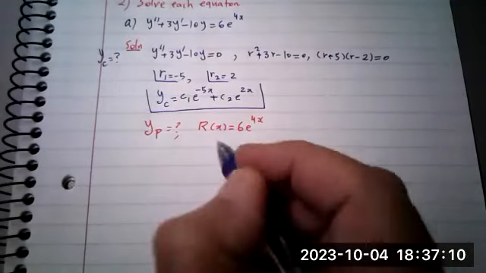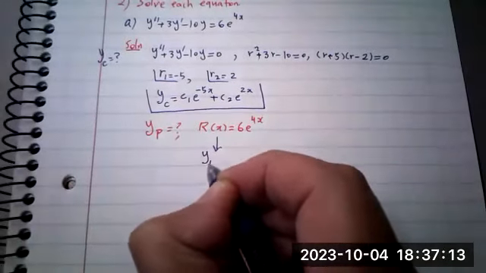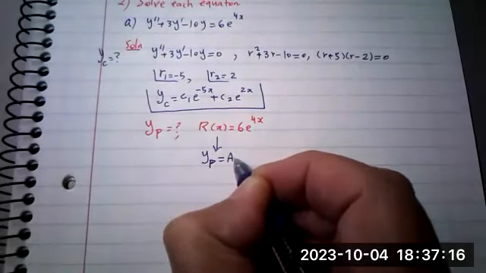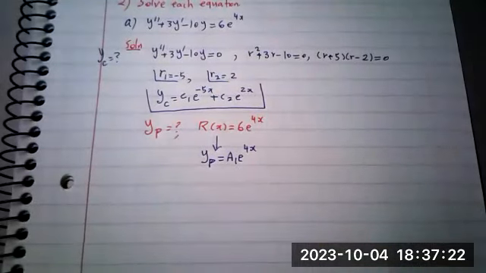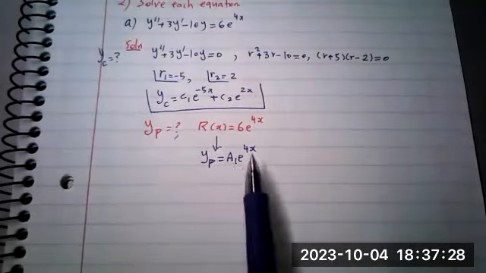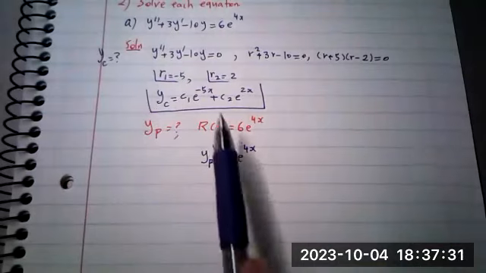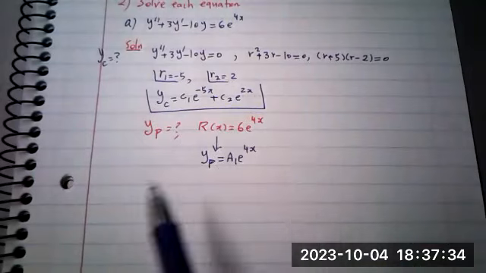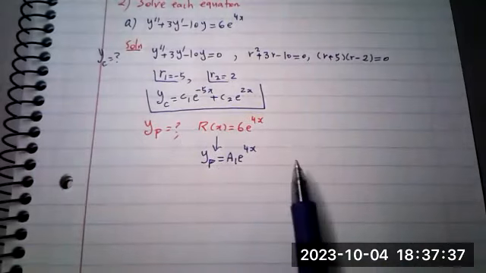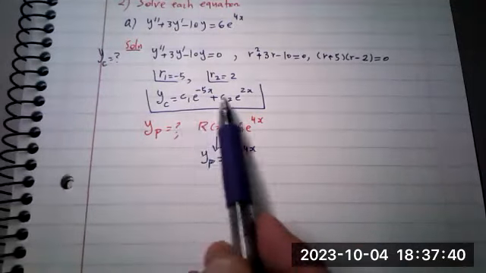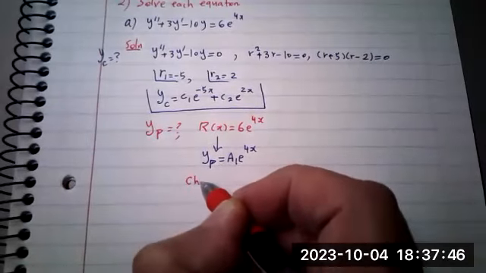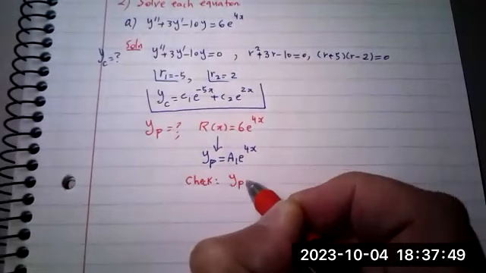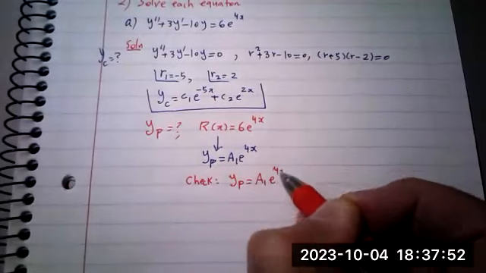So from this, you realize that your yp would be a1 e to the 4x, because I just change the coefficient. Then you check to see if there is any repeated, duplicated term. If the term e to the 4x is in yc, then you have to upgrade, you multiply by x. In this case, you don't need it because there is no duplicated term. So make sure you check it. We checked for the duplicated term, we didn't find anything wrong. So this is going to be the candidate.